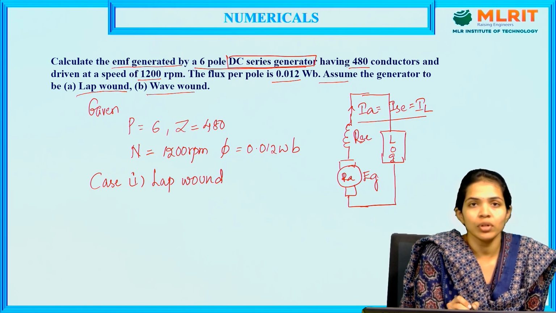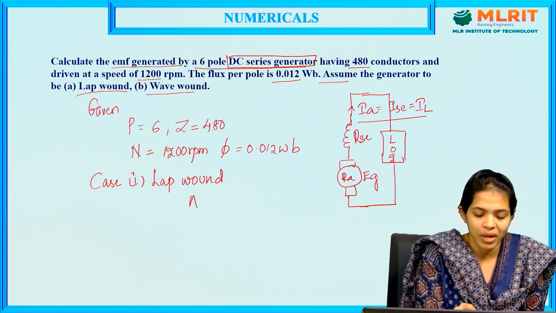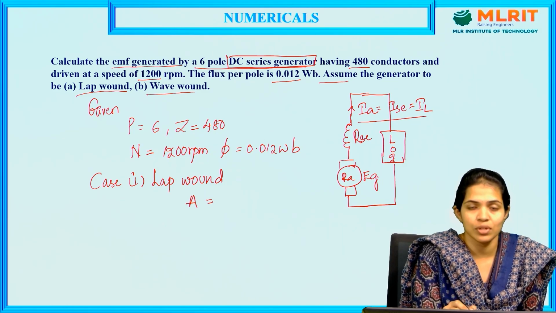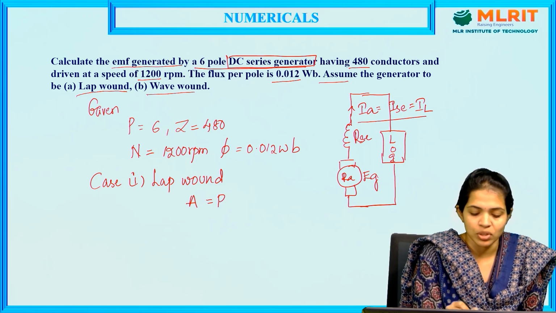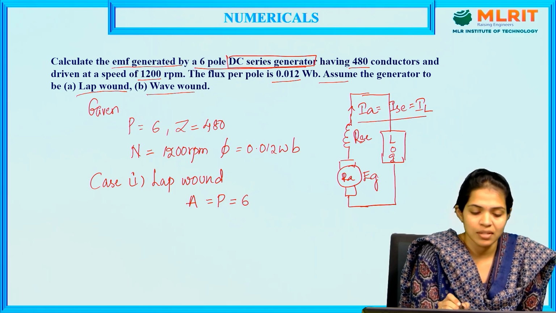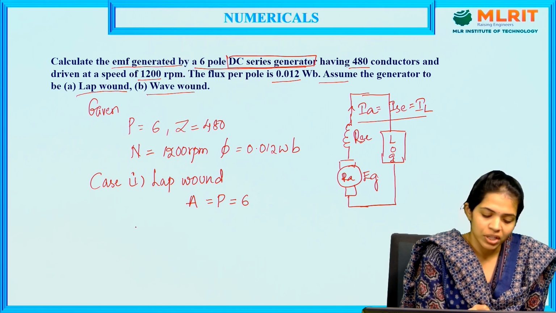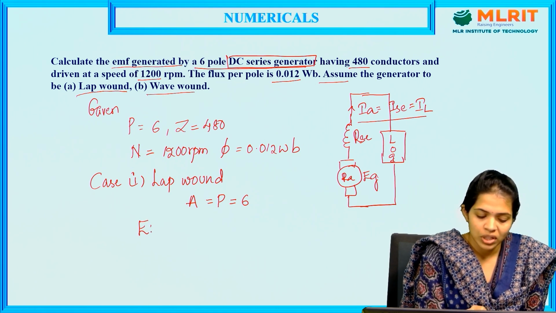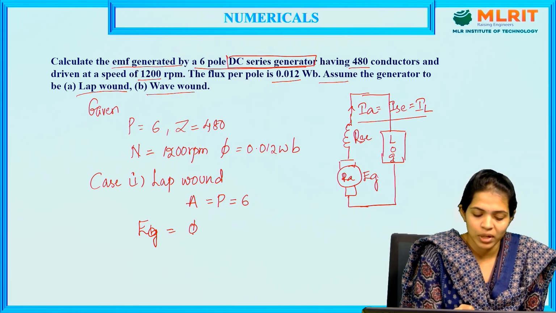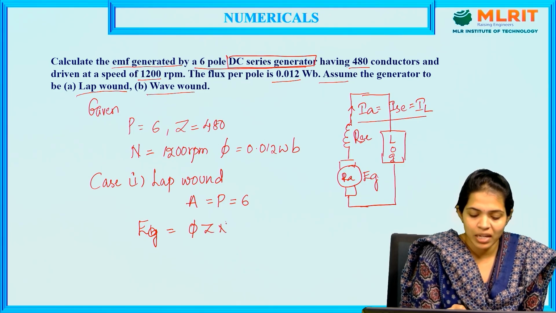For a lap wound armature, we know that the number of parallel paths, A, equals the number of poles in the machine. The number of poles is given as 6, so we take A as 6. Now we are asked to find the EMF generated. We know that the generated EMF in a DC generator has the formula phi Z N P by 60A.